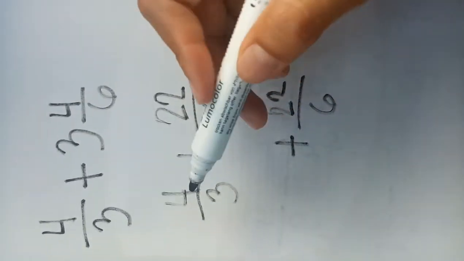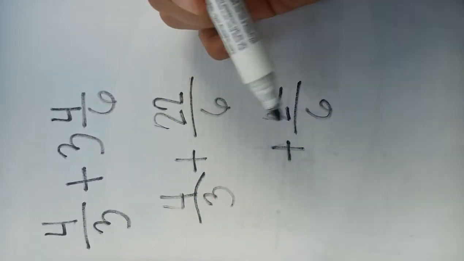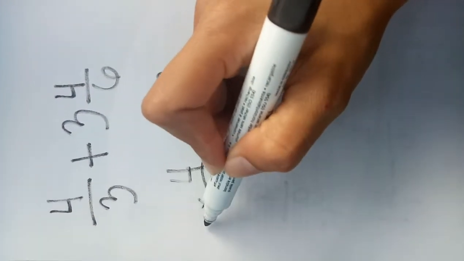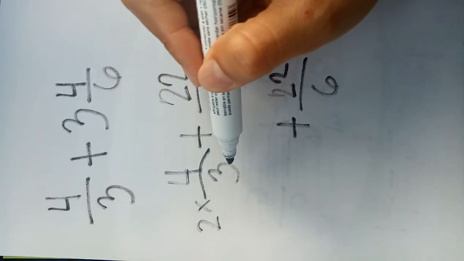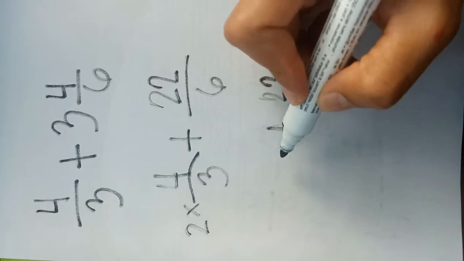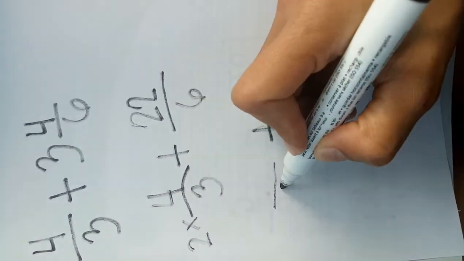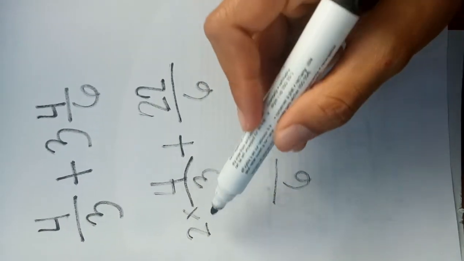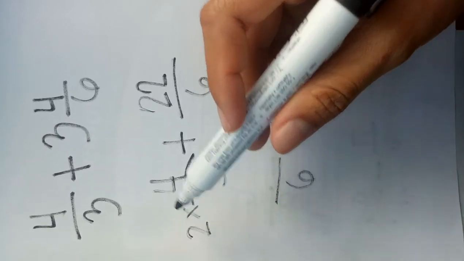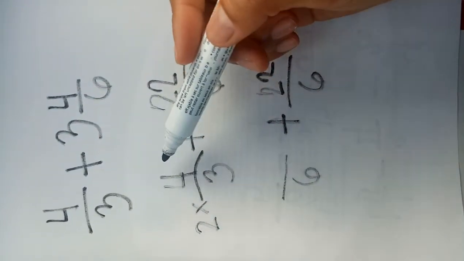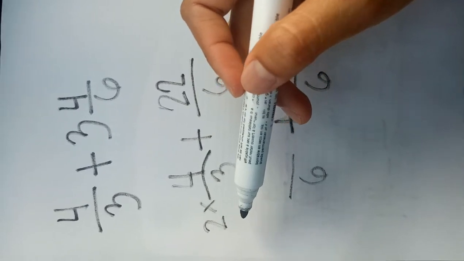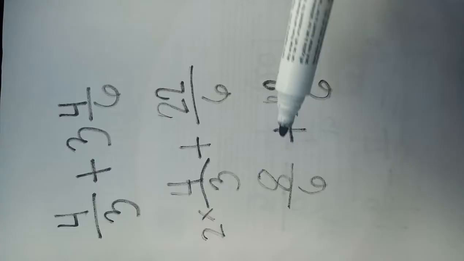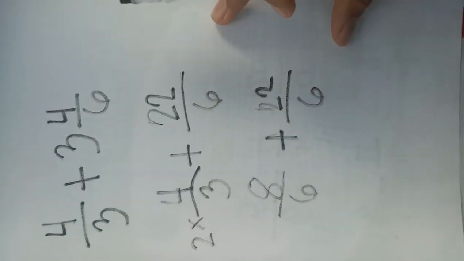For this fraction, since I'm going to use 6 for the denominator, what do I multiply with 3 to get 6? That will be 2. So I'm going to multiply the denominator 3 with 2. 3 times 2 equals 6. Now we have the same denominator, 6 and 6. Since I multiplied the denominator with 2, I am also going to multiply our numerator with 2. So 4 times 2 equals 8. I'm going to write 8 here. Now we have 8 over 6 plus 22 over 6.